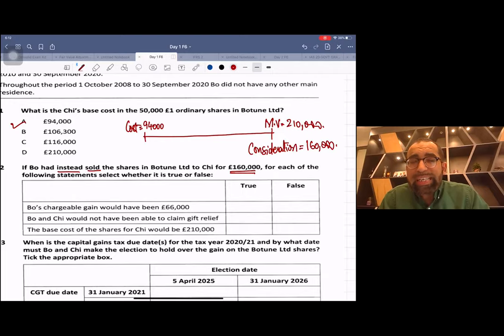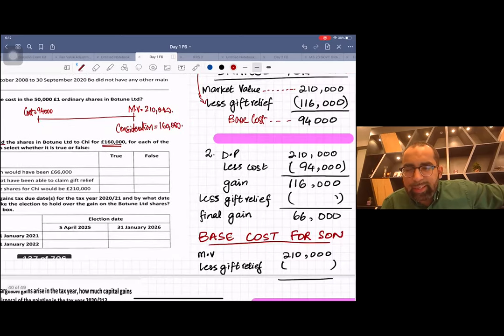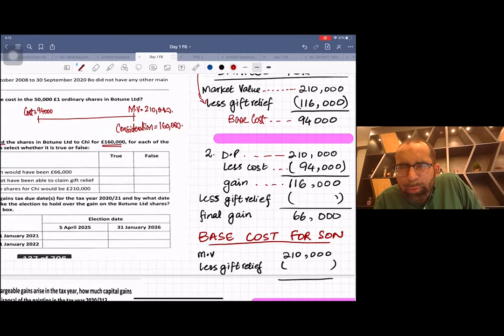When only 50,000 is the gift element, you can only get gift relief up to the gift element. That's it, nothing else. So for question number two, as this is a deal between connected persons, market values must be used as the disposal proceeds. So disposal proceeds is 210, cost is 94, gain is 116. As in this question, this transaction is not a pure gift, the consideration is involved. So you can only get gift relief up to the amount of gift. The amount of gift is only 50,000. So 50,000 is your gift relief.